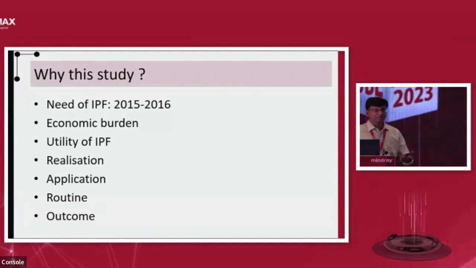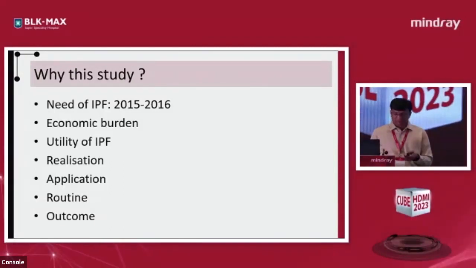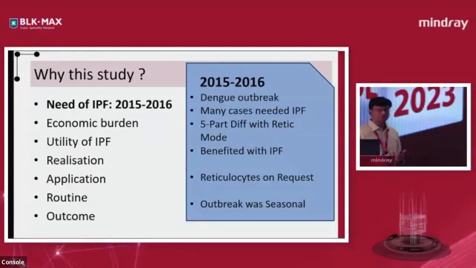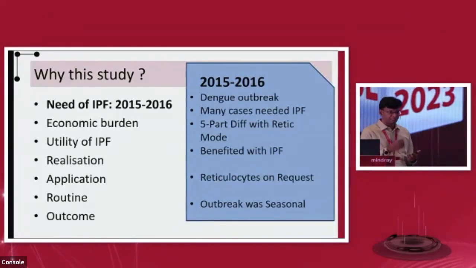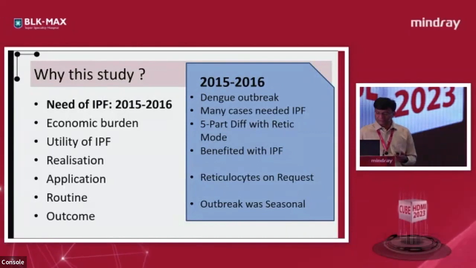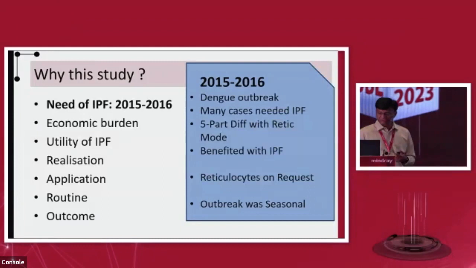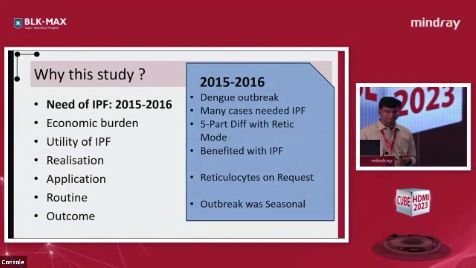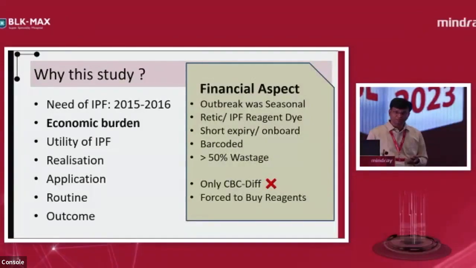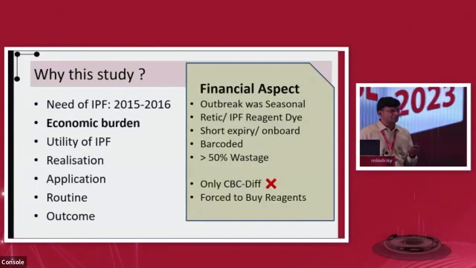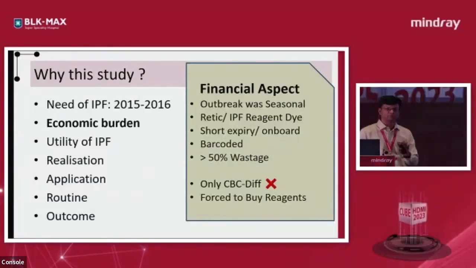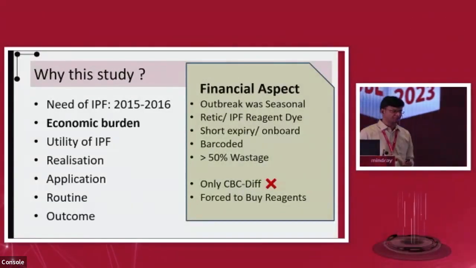Then, why this study? There are certain reasons. There was a need for IPF in 2015 and 16 because of a dengue outbreak, and many cases needed IPF, so we procured the 5-part differential with the retic mode. It benefited a lot of patients during that time. We used to do reticulocytes only on request, and the outbreaks were seasonal. Soon we realized that this retic dye has a short expiry and very low onboard stability. Once the expiry date passed, we were forced to replace it with new reagents, otherwise the CBC dip would get blocked.